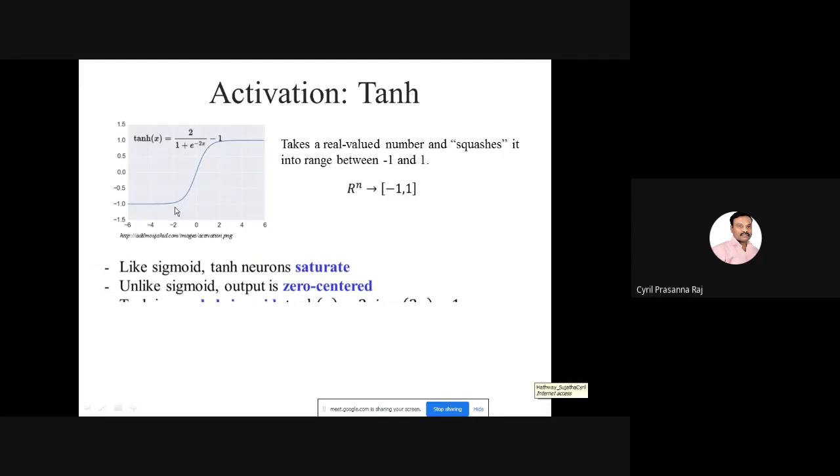So if you see anything below -2, it will all be -1, and anything above 2 will always be +1. The only variation is very close to 0. If your input is changing very close to 0, you find that the slope is very large, which means there is a variation that can occur here. Suppose you change it in the region far from 0, the changes are very small.